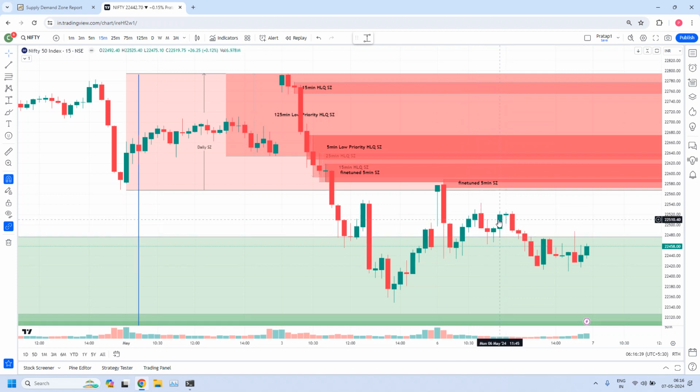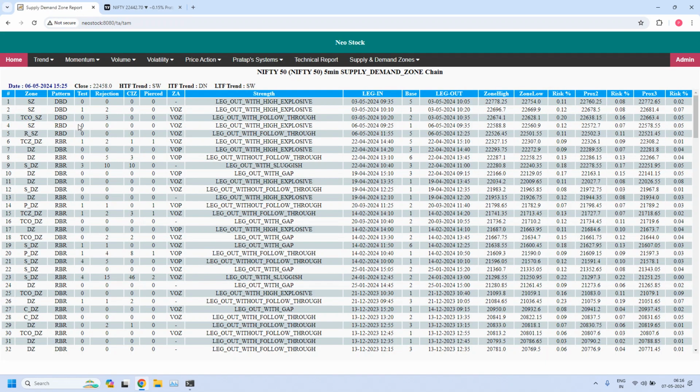But this is a valid one, rally base drop. That way we can consider. And exactly here only we have a high liquidity 5-minute zone. See here, there is a new high liquidity supply zone created in the 5 minutes time frame.